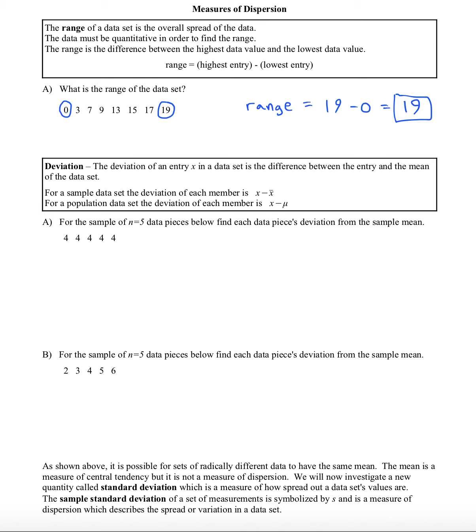Now let's calculate what might be referred to as deviations or residuals for each data piece in a data set. This is going to be the difference between the entry and the mean of the data set. So the first thing we should do is calculate the mean. That's the average. There are 5 4s, so it's actually pretty easy to figure out what the mean of this data set is. The data is all made up of 4s, so not surprisingly, the average is 4 as well.